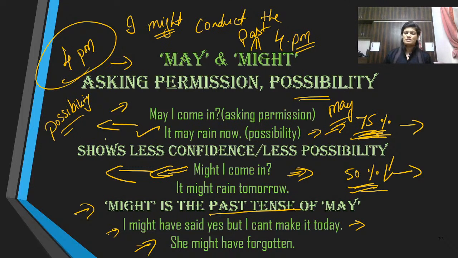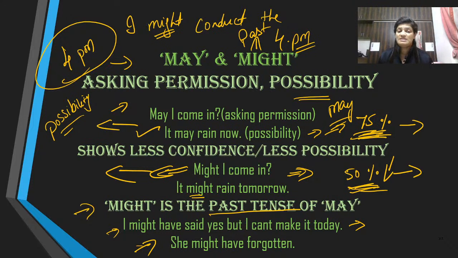No. Of course not. They are in present. Might I come in? Obviously, it's present happening right now. I'm standing over here and I'm asking permission if I might come in. So obviously it's a present scenario. Similarly, when I say it might rain tomorrow, I'm talking about a possibility. I'm not talking about a tense over here. I'm talking about a possibility that could happen, but the level of confidence is less.